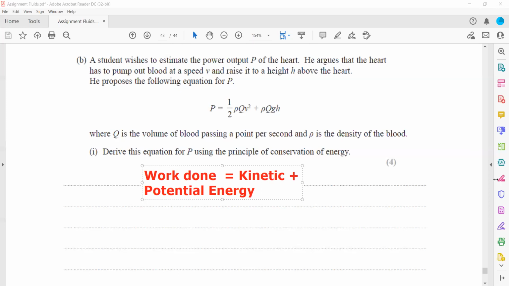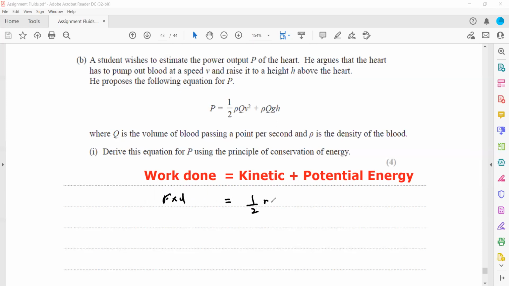Work done is force times distance. Kinetic energy is half mv squared. Potential energy is mgh. Now, if I divide this equation by time, the whole equation, work done divided by time, kinetic energy divided by time, and potential energy divided by time. Work done divided by time is power, because power is energy divided by time. So work done divided by time, or force times distance divided by time, is power.